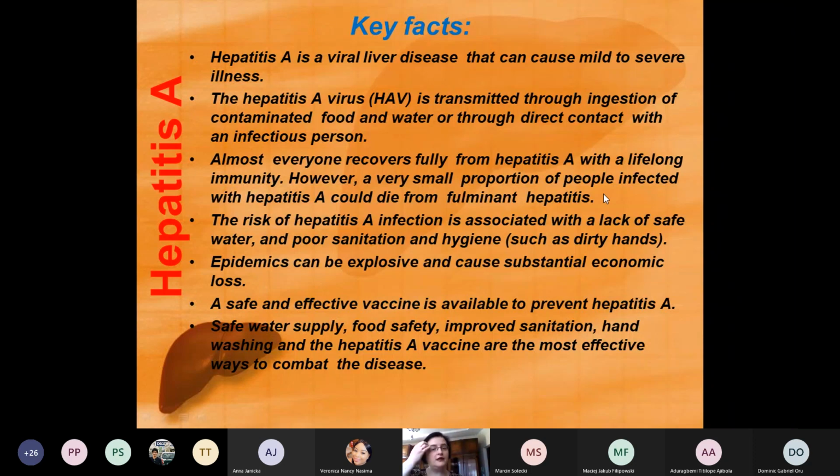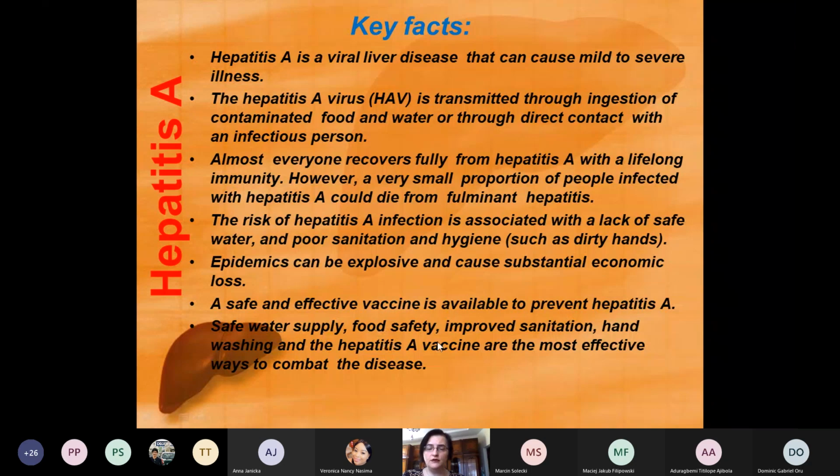at the beginning. The risk of hepatitis A infection is associated with a lack of safe water and poor sanitation and hygiene, such as dirty hands. Epidemics can be explosive and cause substantial economic loss. A safe and effective vaccine is available to prevent hepatitis A. We will speak about this.